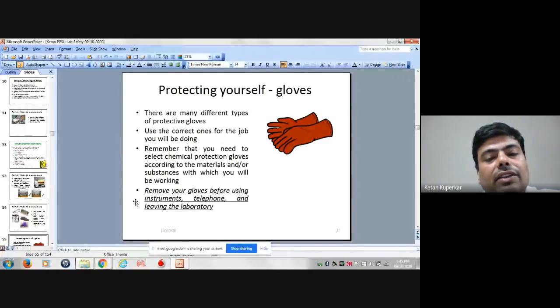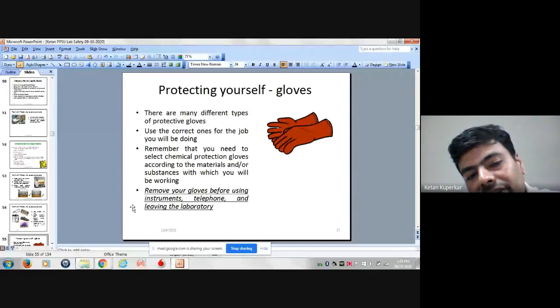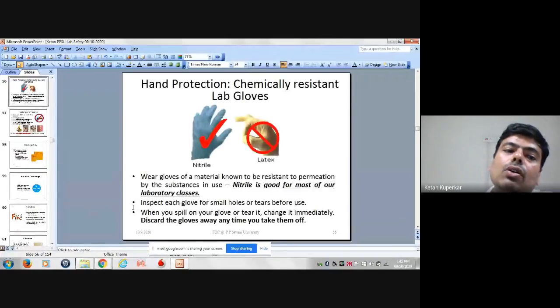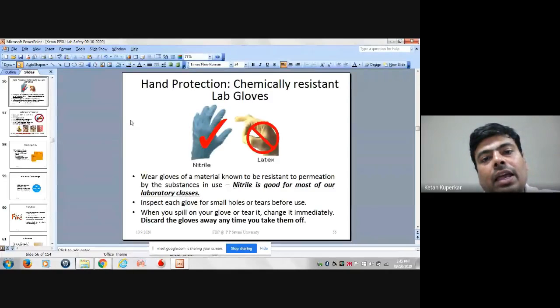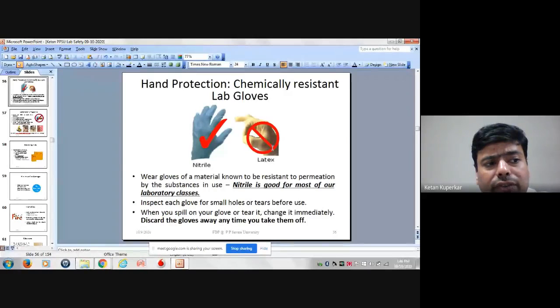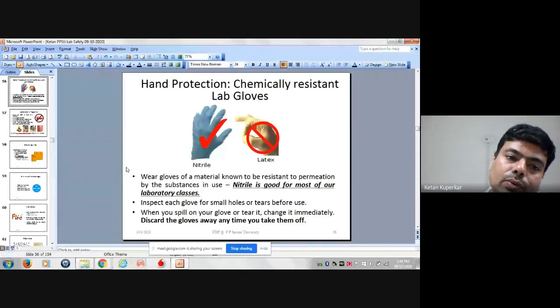Now, while talking on the telephone, using some instrument or leaving the laboratory, you need to discard these gloves. Whatever gloves you use, they are made of specific materials. You cannot have gloves made of anything. The blue colored nitrile gloves are considered more suitable in comparison to latex ones while you perform several experiments in the laboratory. If you find small holes or tears in either or both gloves, just discard them, and in a proper way, you cannot throw them here and there.